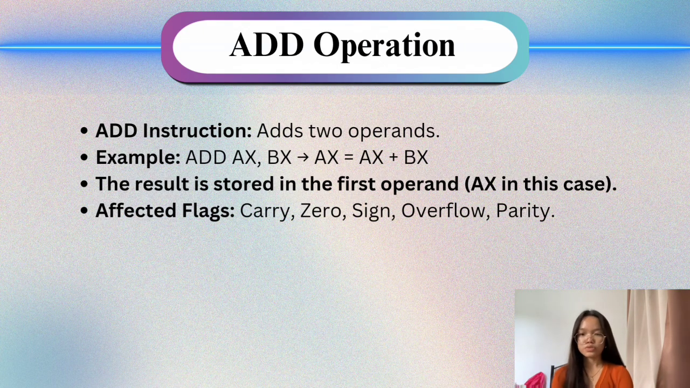So let's focus on one of the basic operations performed by the ALU, the add operation. The add instruction takes two operands, adds them together, and stores the result in the first operand. For example, if we have add ax, bx, the ALU will add the value in bx to ax and store the result in ax. This is how the ALU handles addition in the CPU.